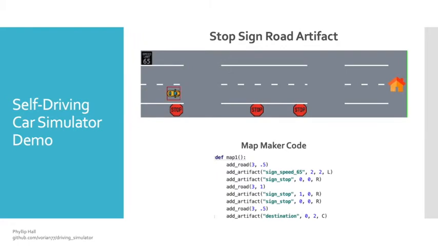In this map, the first road contains a stop sign road artifact and the second road contains 2 stop sign road artifacts. The classifier for this artifact sets the car's throttle to 0 for several seconds. You'll notice that the car sometimes becomes surrounded by a red border. This indicates that the car is responding to instructions from a classifier.